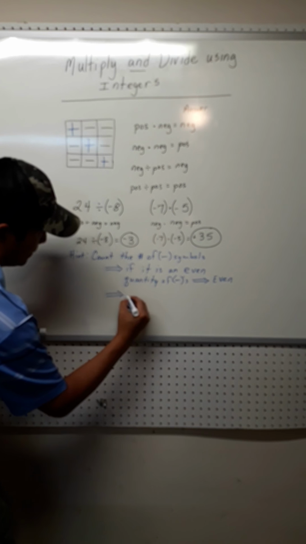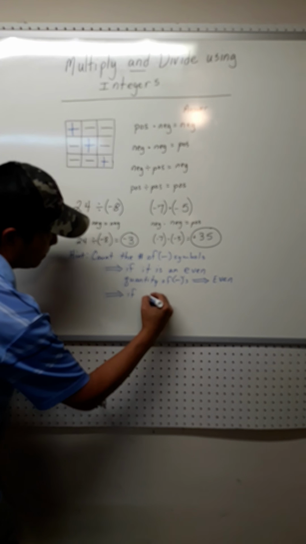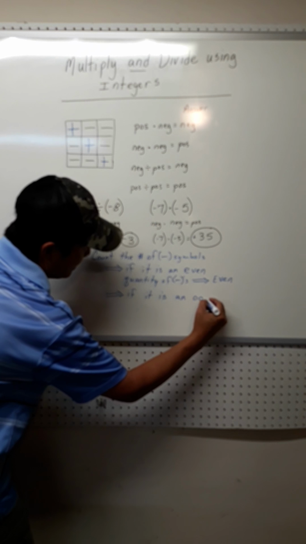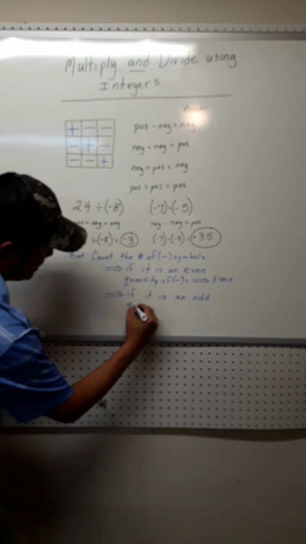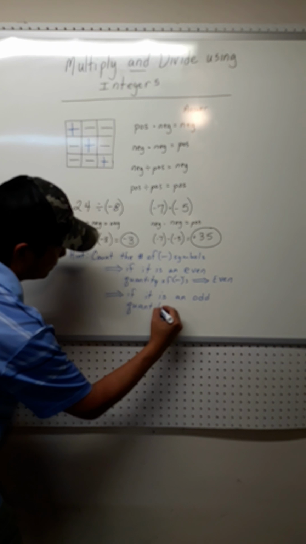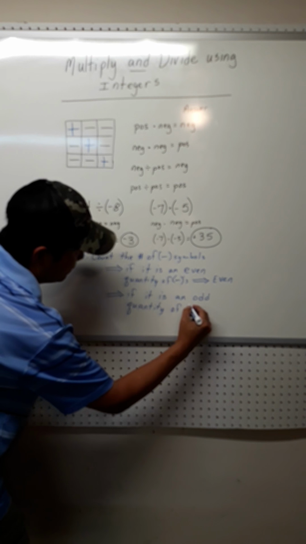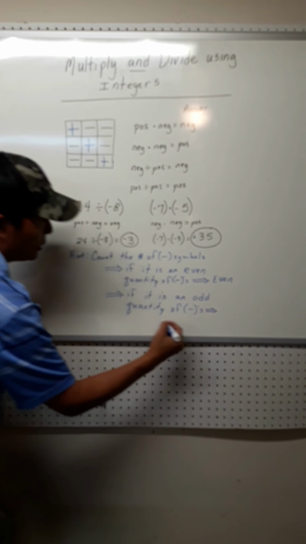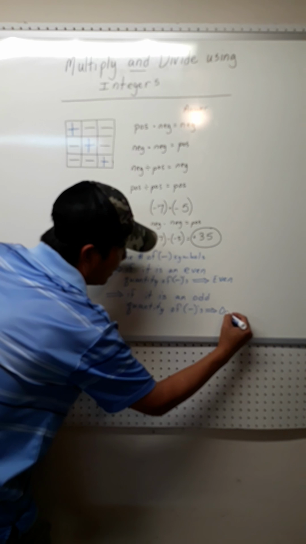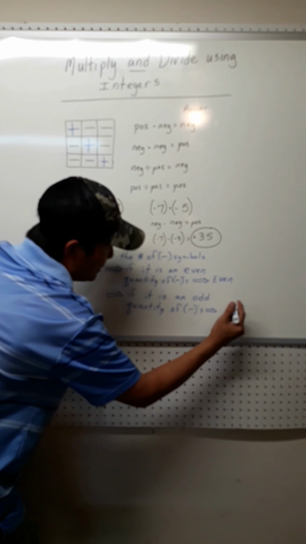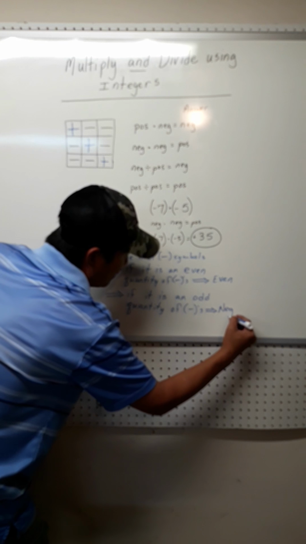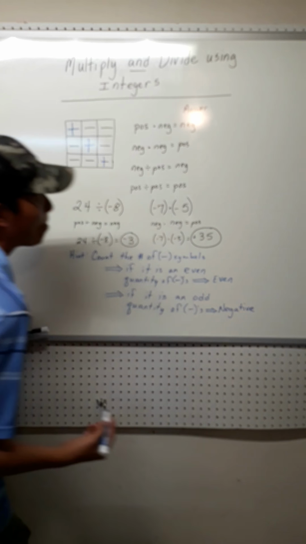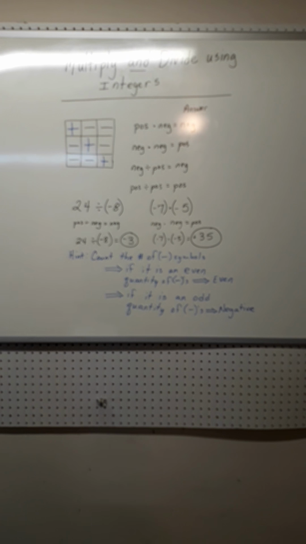Conversely, if it is an odd quantity of negatives, then you know that it has to be negative as my final answer. I'm going to swing around and give you an example.